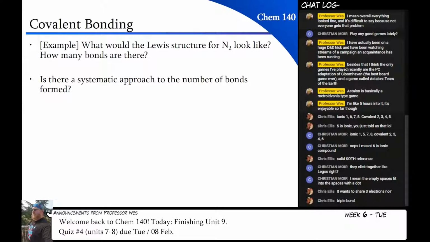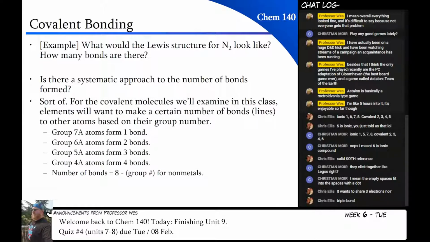Now, is there a systematic approach to the number of bonds formed? Generally speaking, yes, but there are so many exceptions to what I'm going to show you here. So use this sparingly. There's a rule that I noticed that was in your notebook or the workbook that says something like this. 8 minus the group number is the number of bonds that form. This usually works.